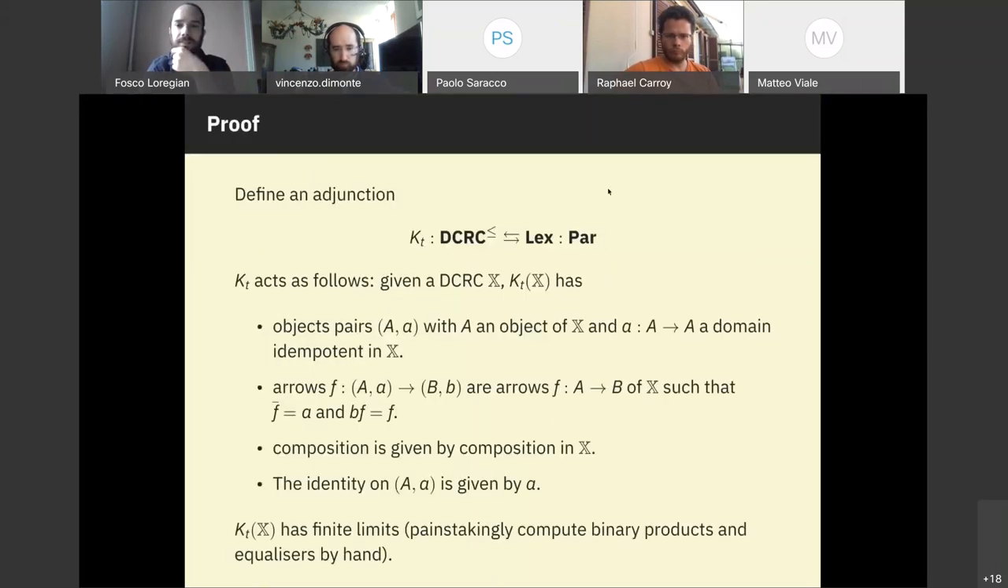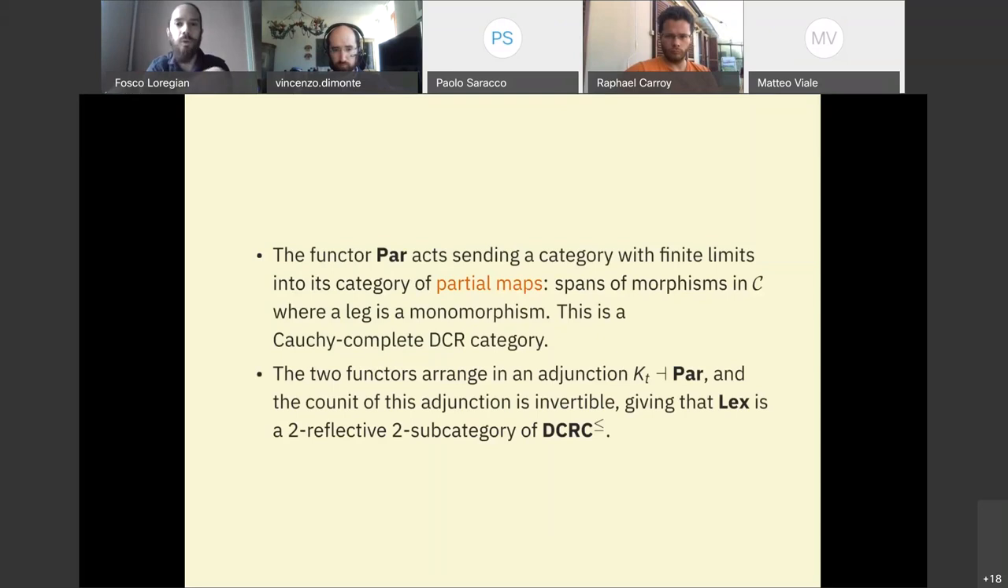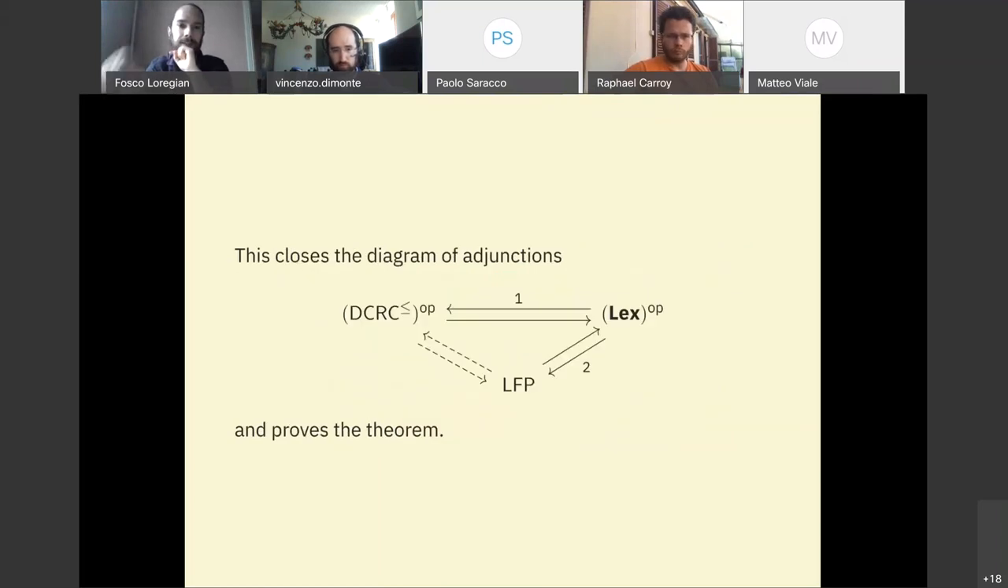And on the other side, there is a functor Par that takes a category with finite limits and sends it to its category of partial maps, spans of morphisms in the category where a leg is a monic. Okay, this turns out to be always Cauchy complete for formal reasons. So these two functors arrange in an adjunction, and the co-unit is an isomorphism. This essentially means that there is a reflection. Lex is reflective in the CRCs, and categories with finite limits are exactly the Cauchy complete CRCs. And to cut it a little bit short, this doesn't leave anything out of the main idea.